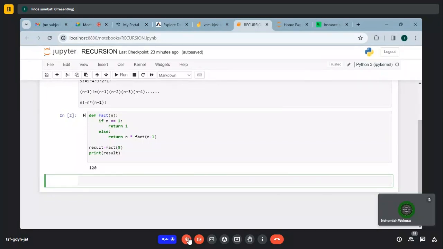Sorry, Linda. Yes. Can you show us with another example? Yes, I'm showing you. I was just explaining that you'll realize that if you don't introduce a base case, it will just go on up to infinity. So how can we call it? Count.